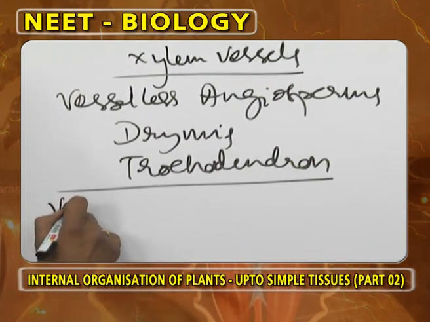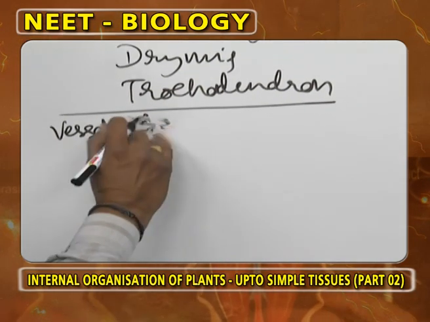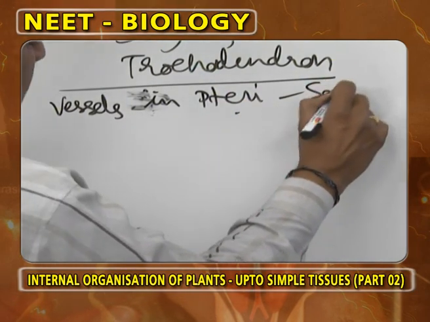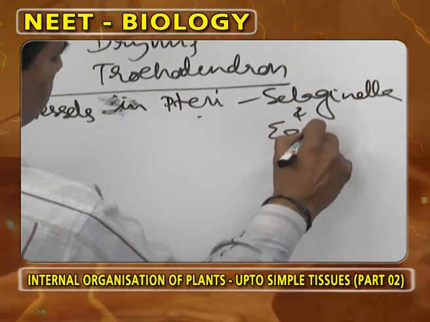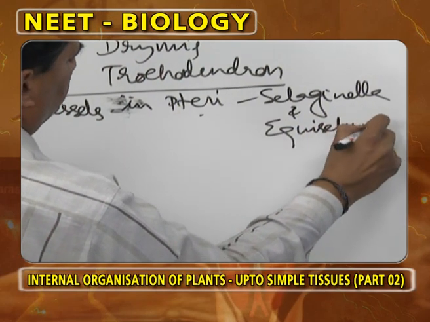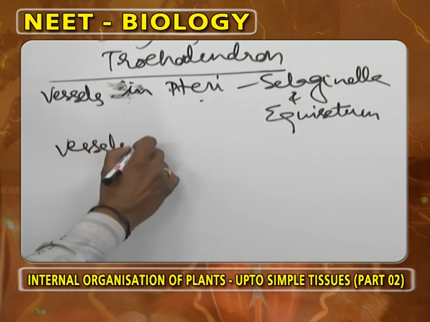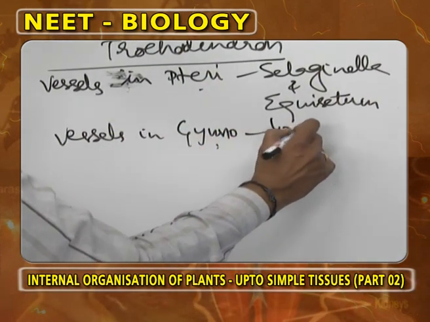Normally vessels must be absent in pteridophytes, but vessels are seen in pteridophytes like Selaginella and Equisetum. Selaginella and Equisetum show vessels. Then vessels are normally absent in gymnosperms, but one gymnosperm shows vessels, that is Gnetum.